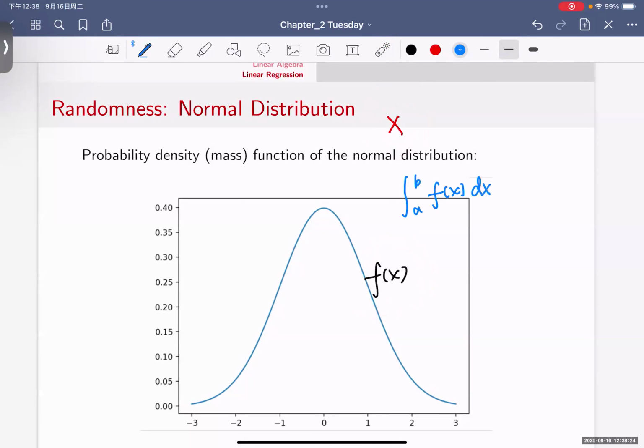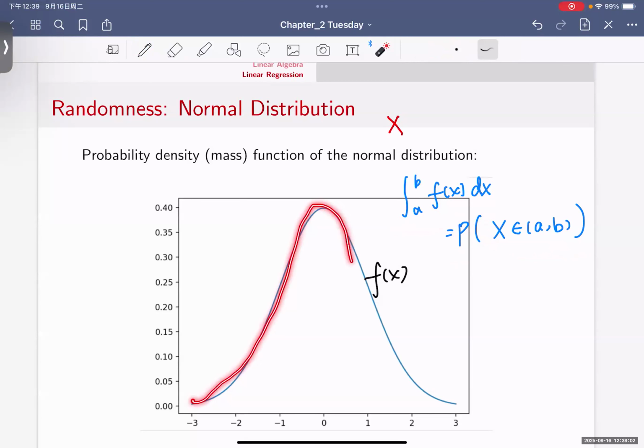Suppose our integration region is from a to b. Then this integral corresponds to the probability that our random variable lies between a and b. Because this holds for any arbitrary a and b, it describes the probability that x belongs to a certain region. That just matches our purpose: given a certain region of x, we can answer what the probability is that x is in this interval. This is the role this function plays.